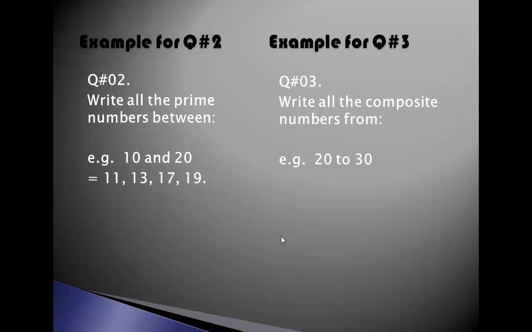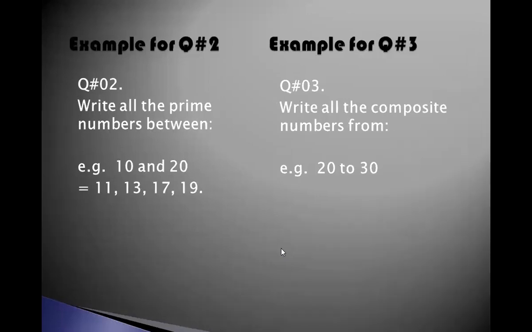Okay, 21, 23. Beta, 23 can be divided by which number apart from 1 and 23? Aiza Salman, can you divide 23 by 2, 3, 4, 5? How many divisors does 23 have? Very good. Now, here is the answer.